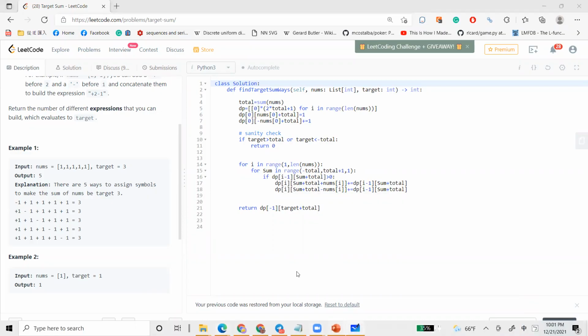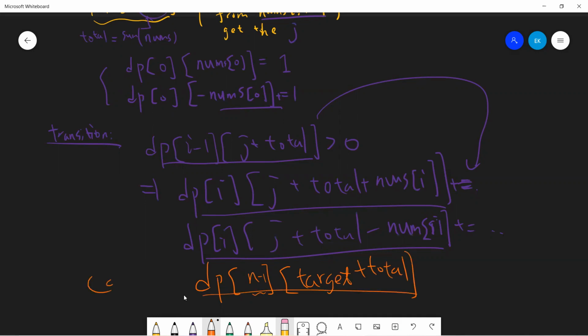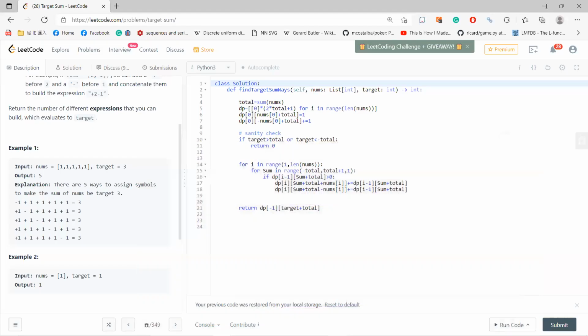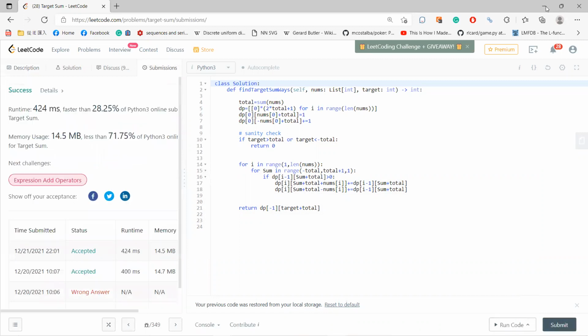And you return the final result, which is dp of length n minus 1, at the index target plus total. Remember the total is just an offset. So I think this is the step by step solution, a very simple equation and a very simple problem, just standard DP. Okay, see you guys in the next video.